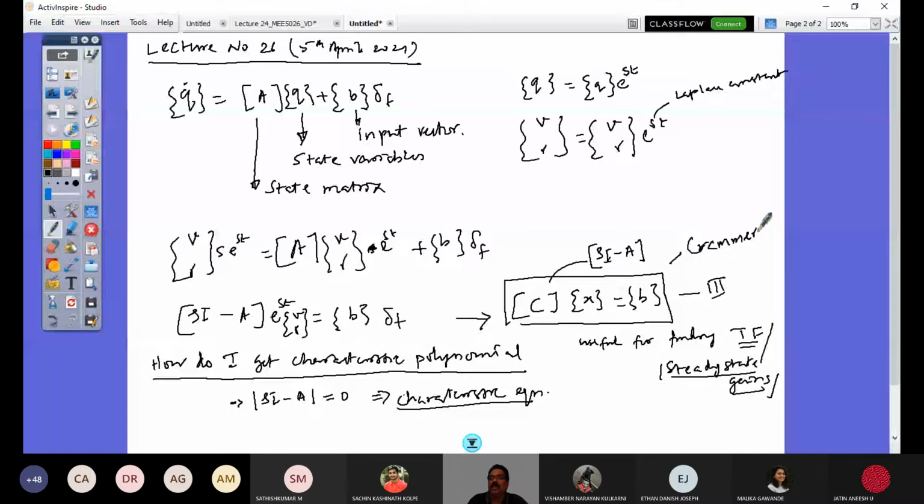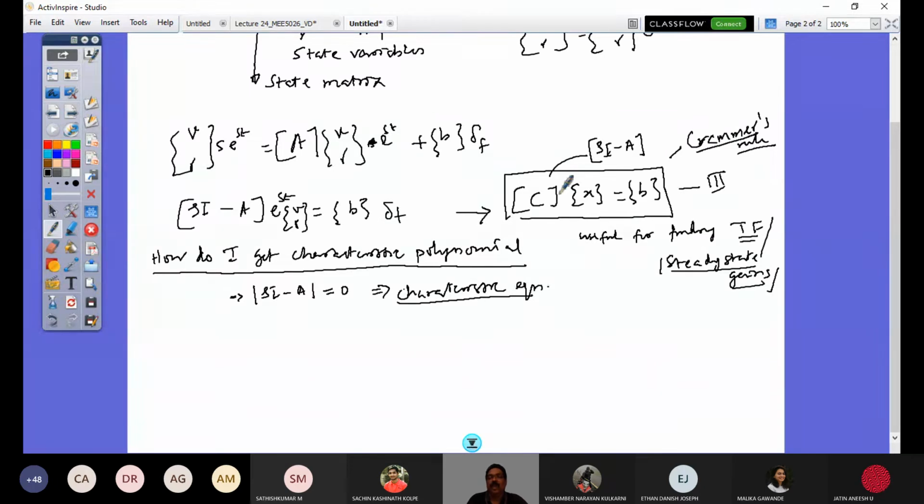C is 2 by 2, and the others are 2 by 1 and again 2 by 1, so I get a set of linear algebraic equations. Each variable can be expressed as a ratio of two determinants. The denominator determinant is sI minus A. The numerator determinant is obtained by replacing the corresponding column in the matrix by the first column. We will see how to apply this Cramer's rule to get your steady state gains. Right, so let's first find out what is this characteristic equation.